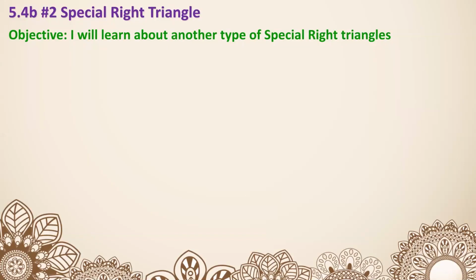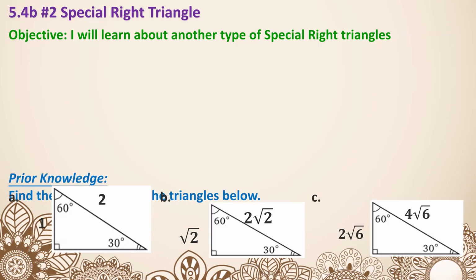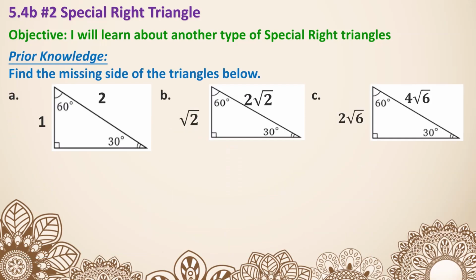In the last lesson, we learned about the first type of special right triangle. So in this lesson, we're going to continue to learn the second type. But it's the same thing. Per knowledge, let's solve for some missing sides. This time the bottom, the base, is missing. So let's say it's missing b.